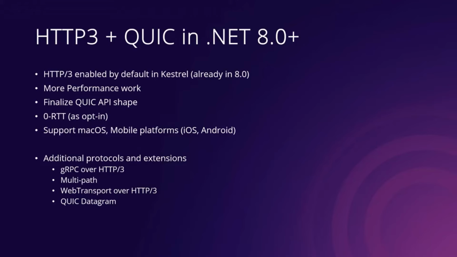I already talked about the multipath, but there's, for example, gRPC over HTTP3, which, again, James Newton-King, who works on gRPC in .NET, actually used our implementations to write the RFC. If you look at the RFC for gRPC over HTTP3, that's actually coming from our side and experiments on our implementations. WebTransport over HTTP3, another interesting protocol. It's basically WebSockets done right. I'm going to talk about it a little bit later. QUIC datagram, another emerging protocol that we're going to probably support very soon.